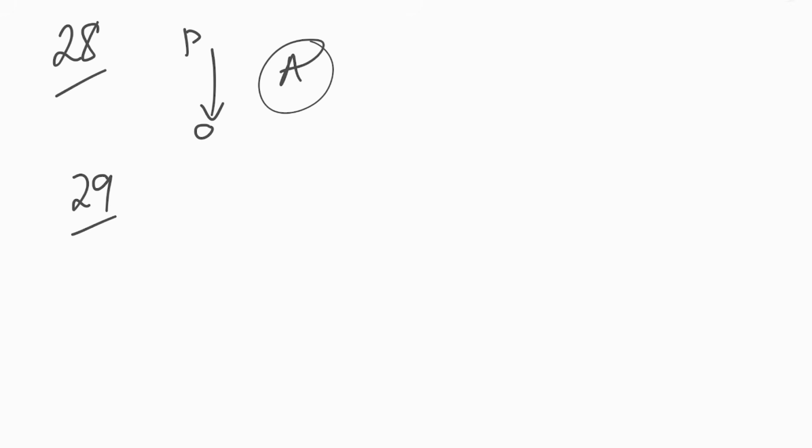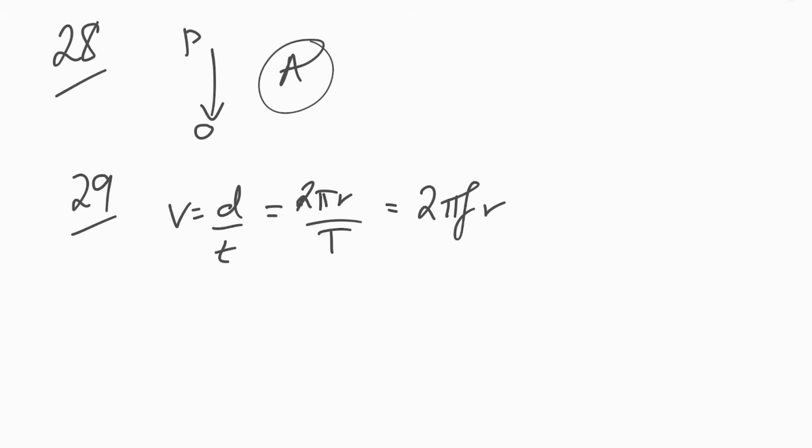Okay, kinetic energy of the particle. We know that speed is just distance over time. So that's 2 pi r over T, with T being the time period. And of course, we can just say that frequency is 1 over time. So that just ends up being 2 pi f r. That's a classic thing that we see quite often.